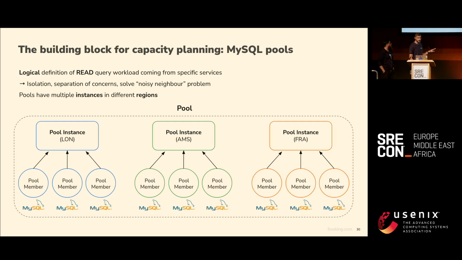This is a very typical setup of ours. A pool spans across 3 different regions, in this example London, Amsterdam, and Frankfurt. And each pool instance has multiple pool members for redundancy. So we typically have at least 3 pool members in every region. Let's also note here that not all pools are defined in the same way, but this is a typical setup of ours.